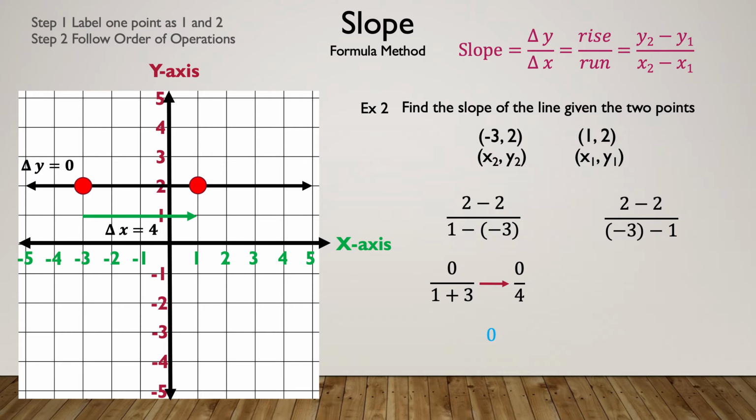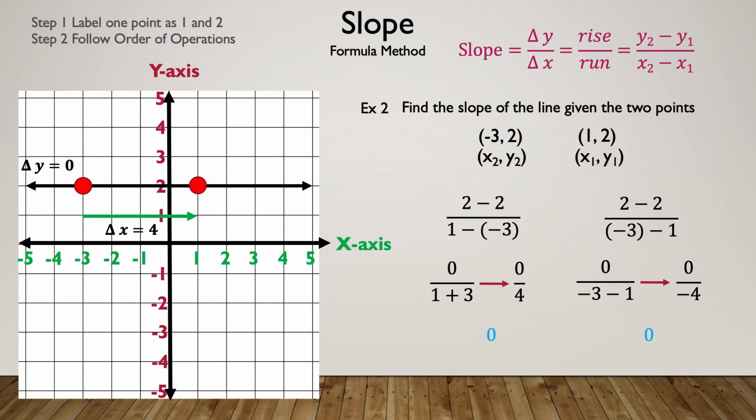Let's follow the order of operations. So 2 minus 2 is 0, and then we can go ahead and drop the parentheses because it's not being raised to any power, and so we have negative 3 minus 1 on the bottom, and that gives us negative 4. So now we have 0 divided by negative 4, and that gives us 0 as well. And that is our answer if we decide to do it the other way.